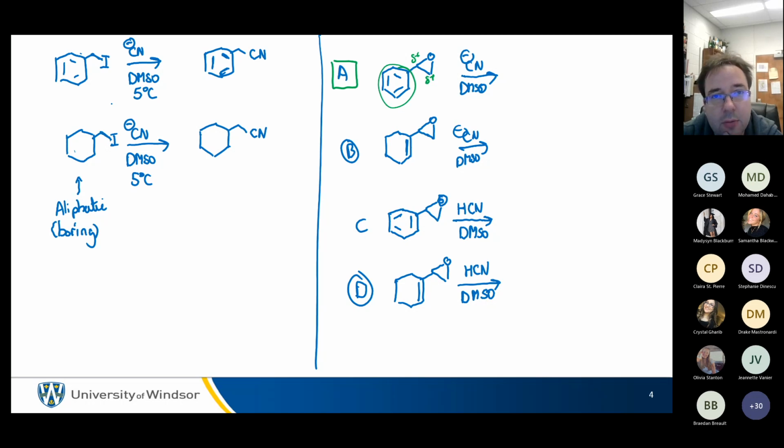Now, what's the product? Because I can think of two products. The reason I'm drawing this is we actually opened an epoxide with cyanide today in the lab. It's a really hindered epoxide. I'll just show what we actually opened.